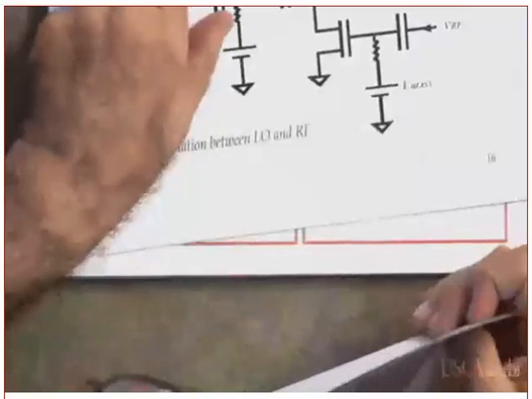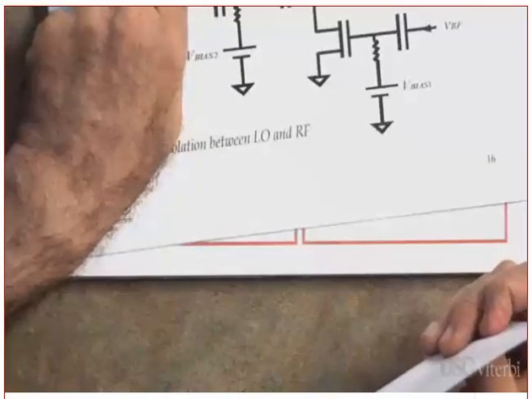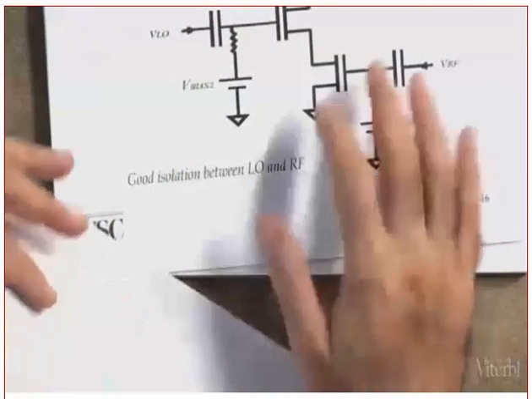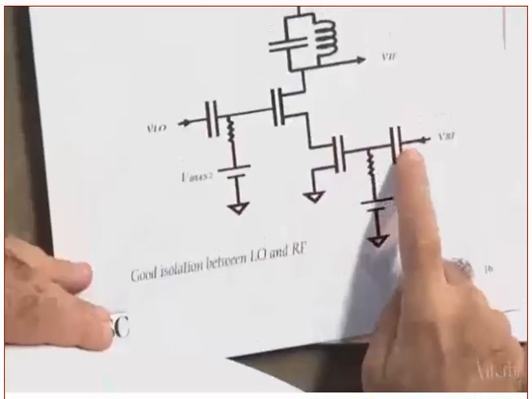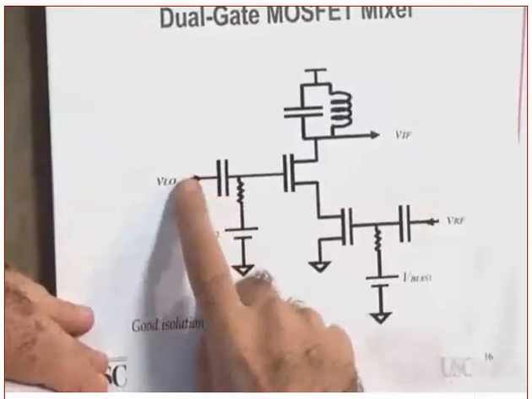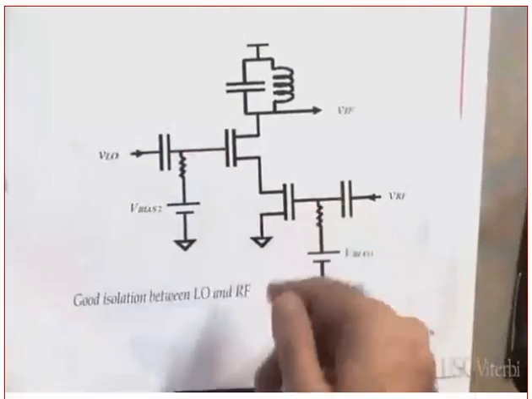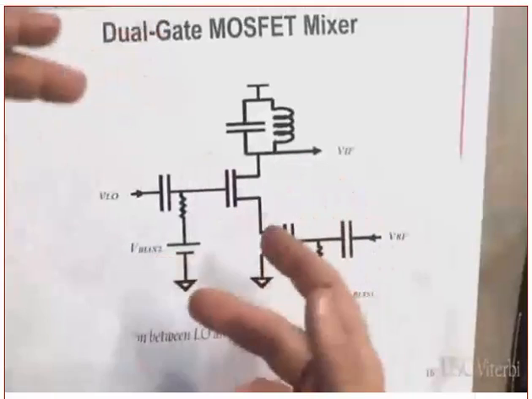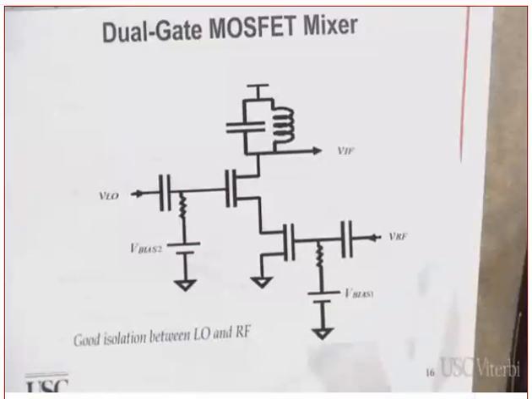Clear? Okay. Do you understand why they call it a dual gate mixer? A dual gate because the RF and the LO are applied to the gates of different transistors. We refer to them as a dual gate.